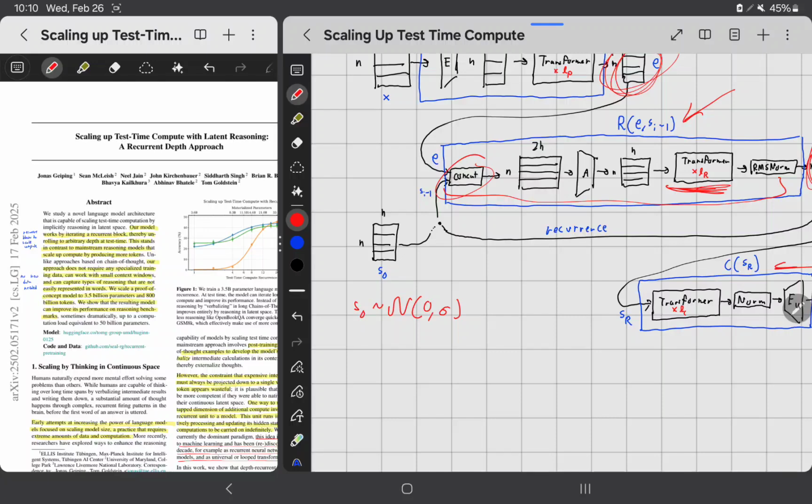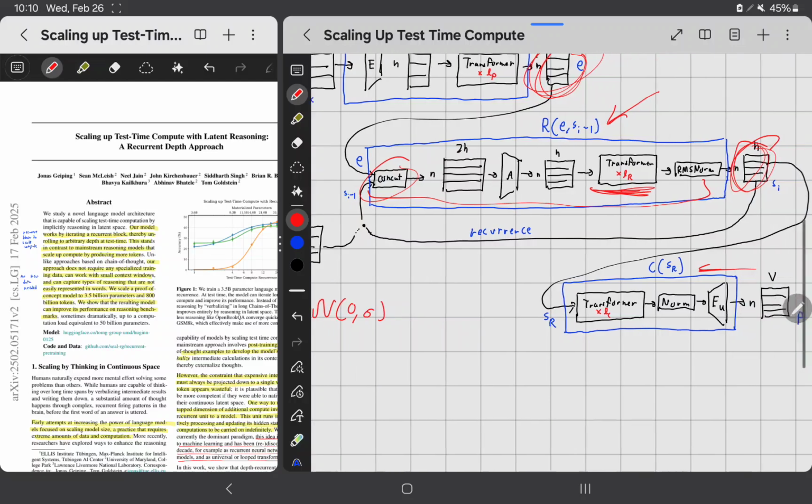They initialize with this noise here, and the reason they do that is, well, you can initialize this in pretty much any way you want. They initialize it with noise because they want to make this model path independent. So they basically want the model to learn the trajectory of this recurrent operation rather than learning the exact position. The position doesn't matter. It's the path that matters.